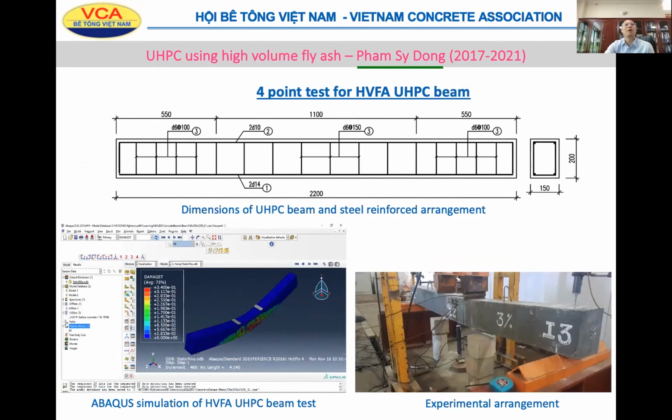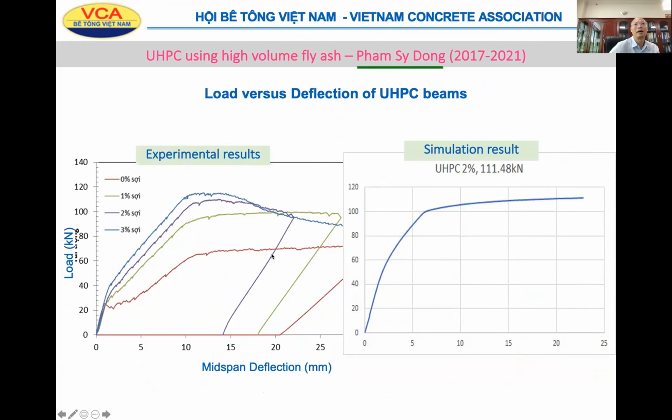And he also used finite element analysis software to simulate the beam test. And he found that it's quite suitable with the experiment. Yeah, so the simulation on the right hand side for 2% fiber UHPC is very close to the experimental result. This is for the beam test, load versus midspan deflection.